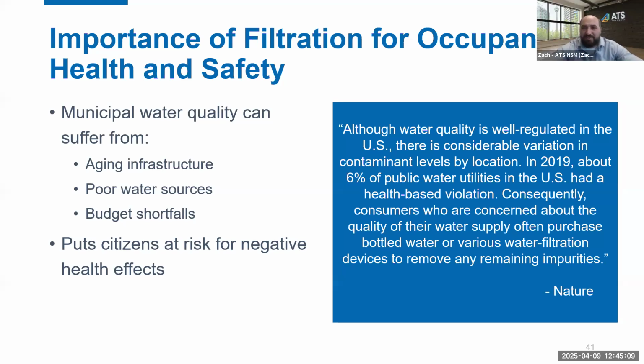Although the water quality is well regulated in the U.S., there's considerable variation in contaminant levels by location. In 2019, about 6% of public water utilities in the U.S. had health-based violations. Consequently, consumers who are concerned about the quality of their water supply often purchase bottled water or various water filtration devices to remove any remaining impurities.